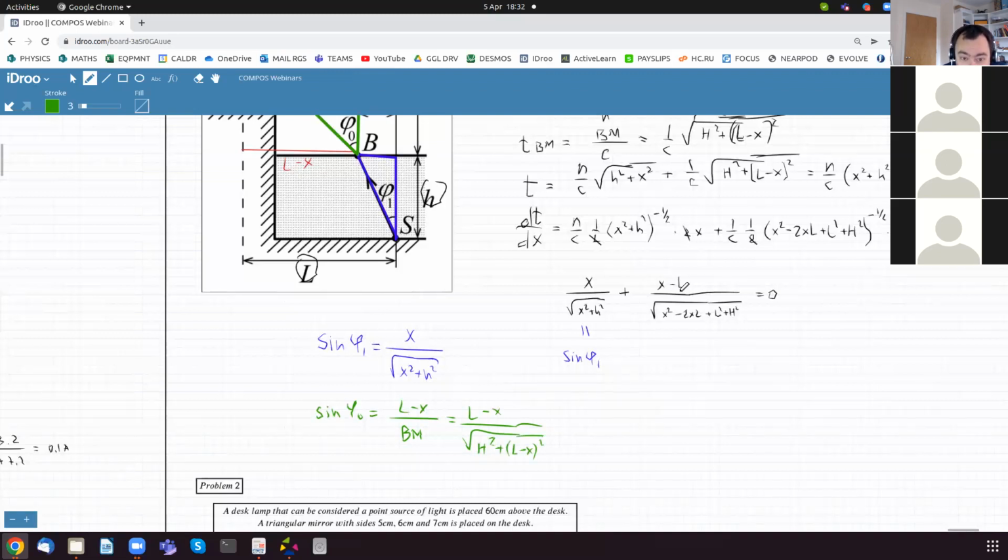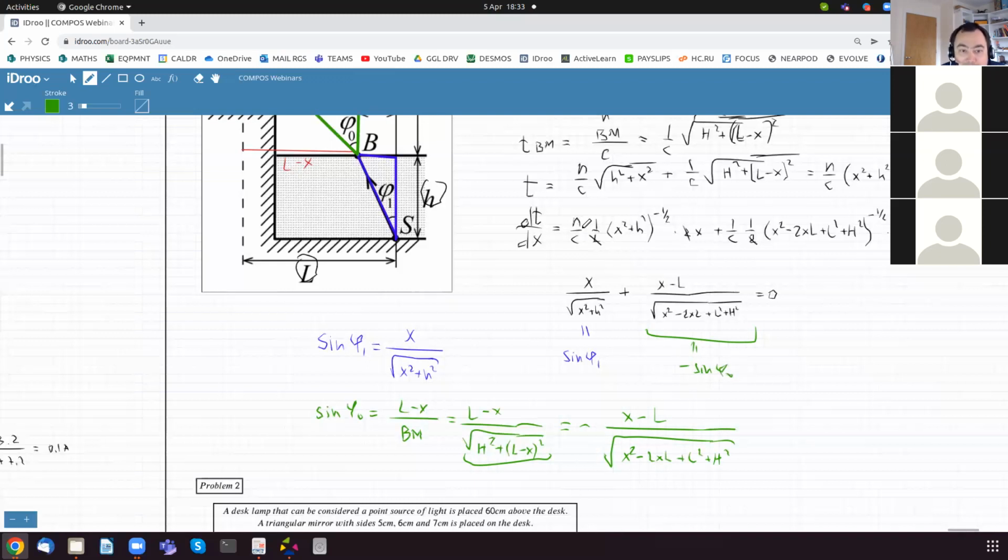And the only difference between this and this is that the signs are opposite, x minus L and L minus x, which can be easily changed as minus x minus L. Just expanding the brackets on the bottom to show that they're the same: x squared minus 2xL plus L squared plus H squared. So in fact, this thing is minus sine phi 0.